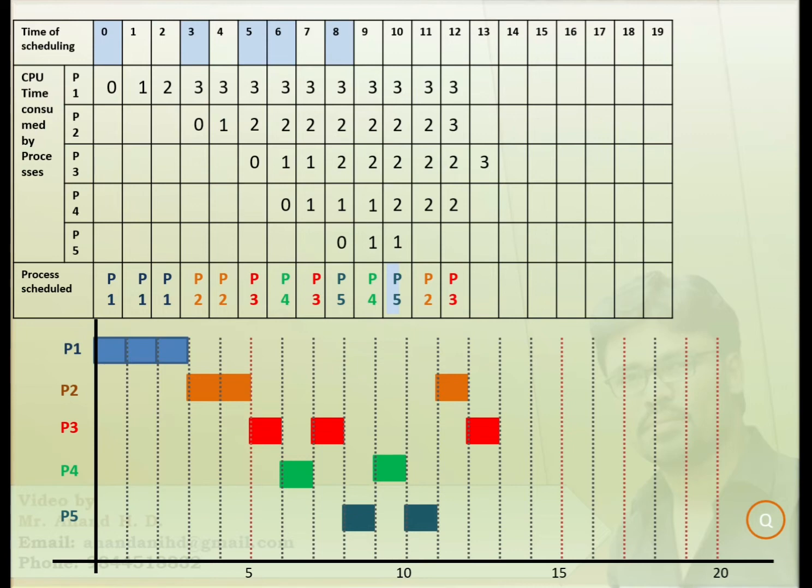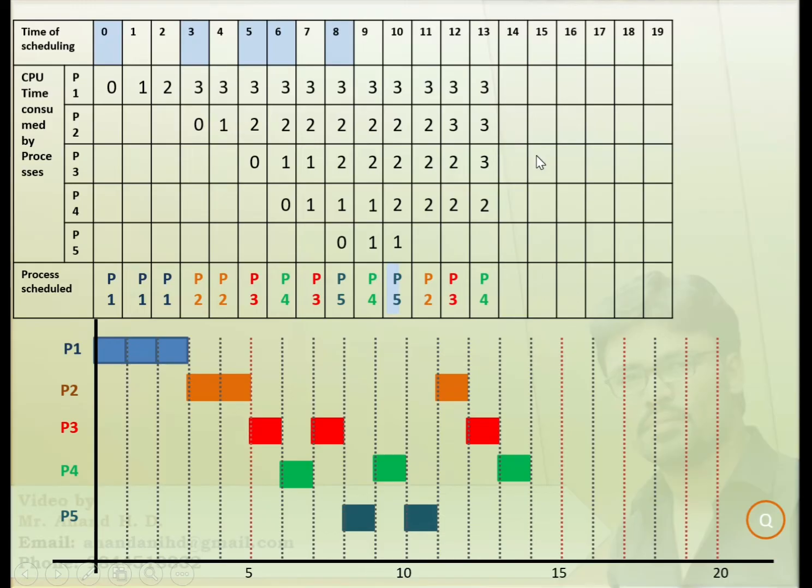Okay, so at 13 time units, we can see that P3 has completed 3 time units of execution, P1 has completed 3 time units of execution, P2 also completed 3 time units of execution, and P4 has completed 2 time units of execution. So out of these 4 processes, we can see that process P4 is the least completed one. So process P4 will be selected for execution and it is going to execute from 13 to 14 time units.